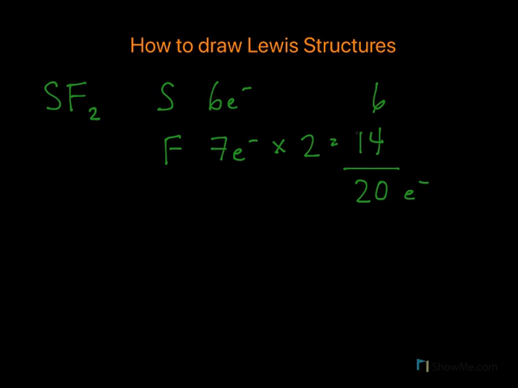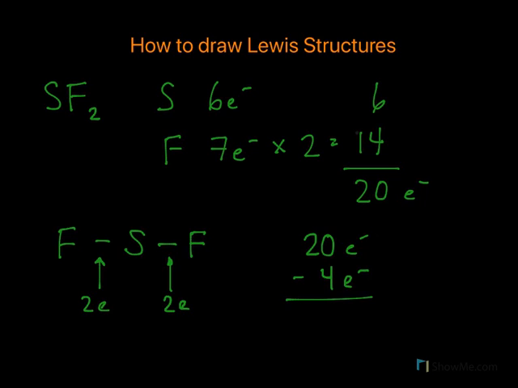The next step is to draw the simple skeletal structure. Sulfur is going to be in the middle. We have fluorines on each of the ends. So as you can see, we have already used 4 electrons: 2 electrons for this bond and 2 electrons for this bond. So since we already used 4 electrons, we will subtract it from the total valence electron count. So 20 minus 4 electrons, we have 16 electrons left that we need to add.